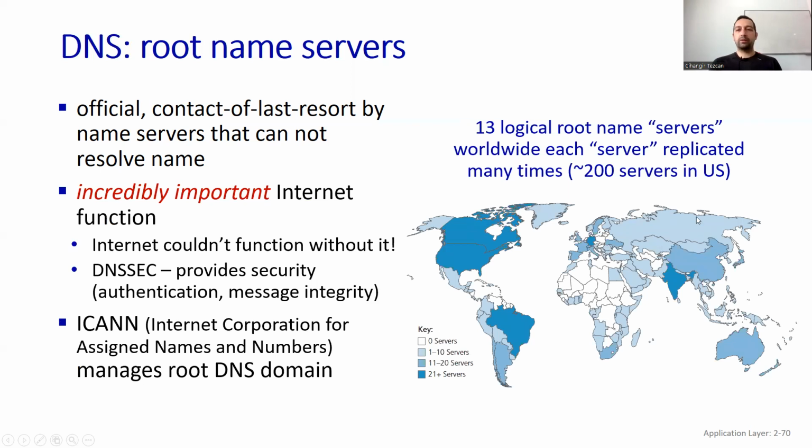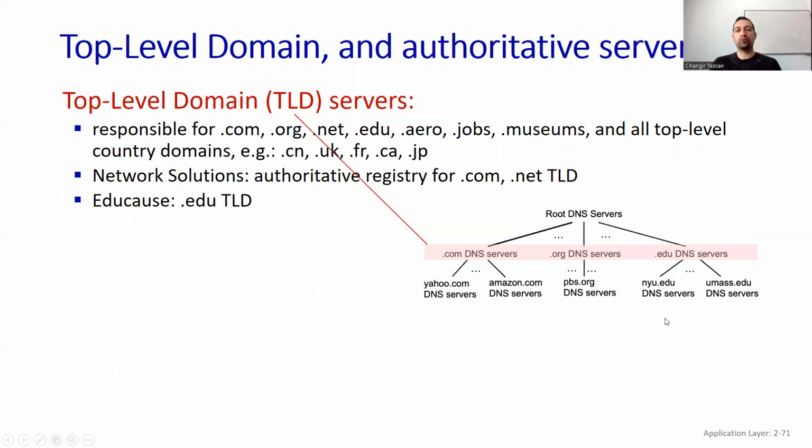So there are 13 logical root name servers worldwide, each server replicated many times. For instance, around 200 servers in the USA and so on. So this is also important. I mean, if you don't have these servers in the area you are living in, it might sometimes take longer for you to get this DNS result. So top-level domain TLD servers are here.